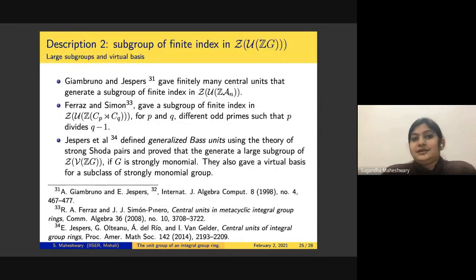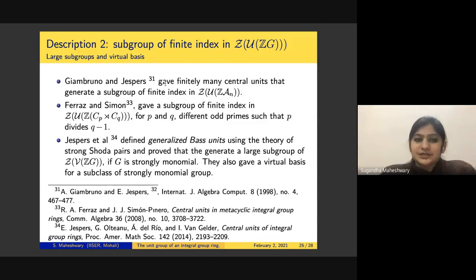And then the next description comes again in the form of a subgroup of finite index. In the unit group also, we wanted to see if we can have an answer for the whole unit group. If not, can we find a subgroup of finite index? And similar answers have also been tried while studying central units of the integral group ring.